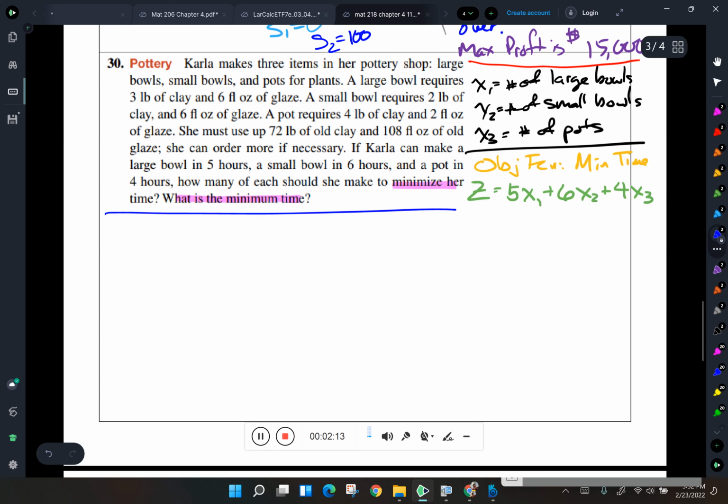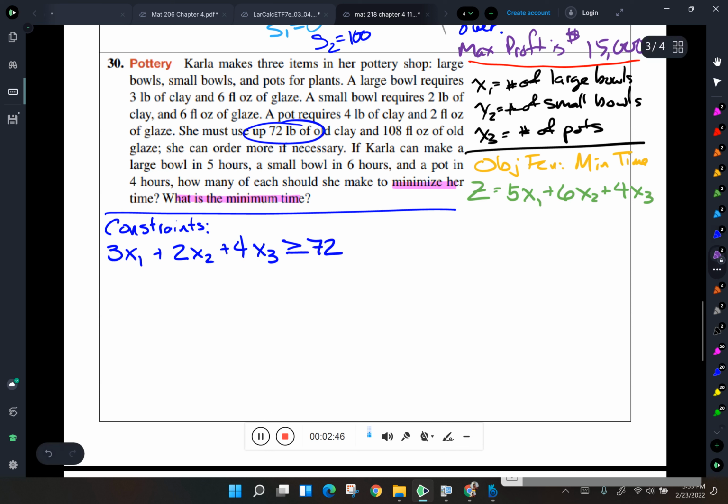We do have some constraints. It looks like our limitations are the clay and the glaze. And so the 3 pounds of clay for the large bowls, plus the 2 pounds of clay for the small bowls, plus the 4 pounds of clay for the pots, and she must use up 72 pounds of old clay, so we want to use greater than or equal to 72 pounds.